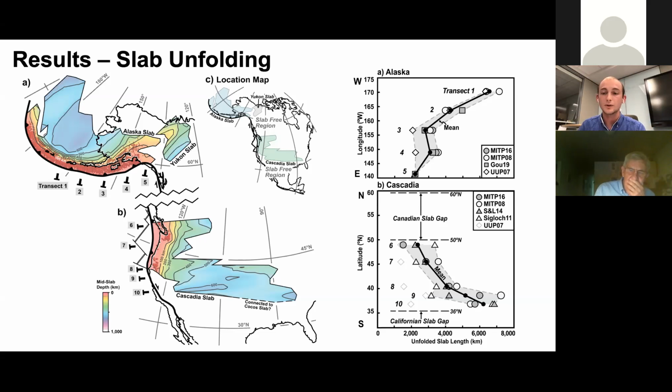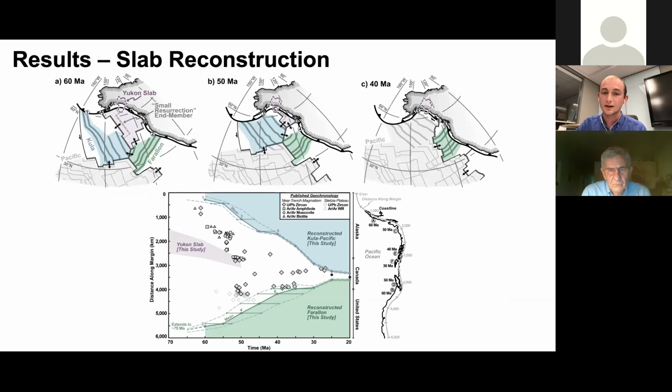So that's the overall trend that you pick up from doing this slab unfolding results. So we're really interested in moving from just the unfolded slab lengths into actually a kinematic model, and inputting these restored lengths of oceanic lithosphere into a kinematic model and seeing what that tells us in terms of the tectonics. And that's what we've done here.